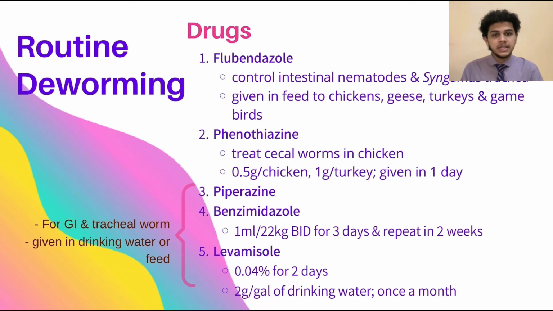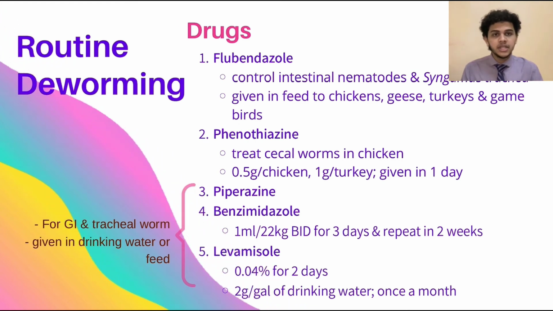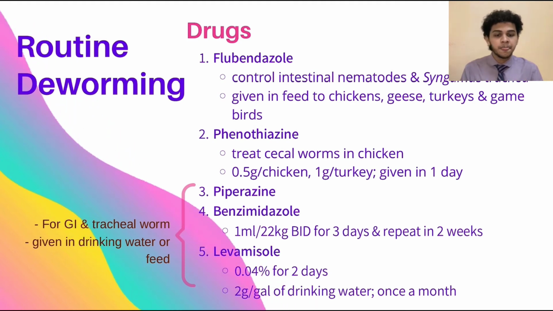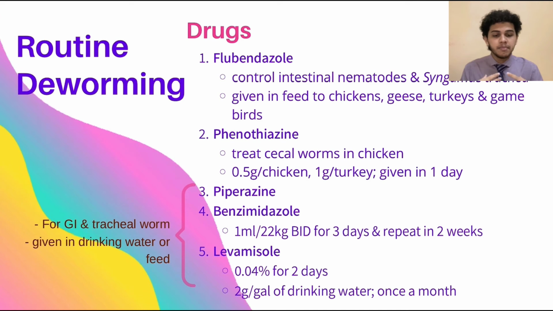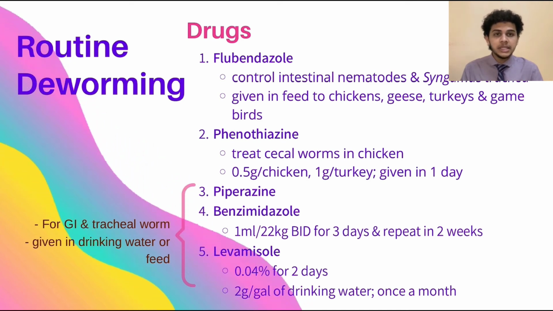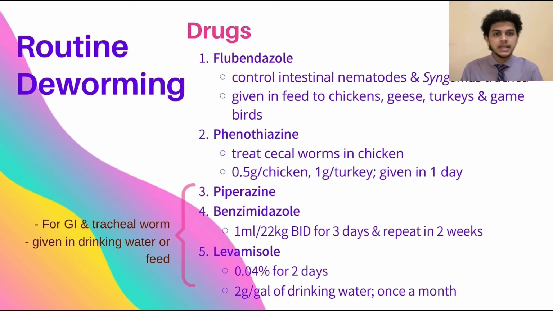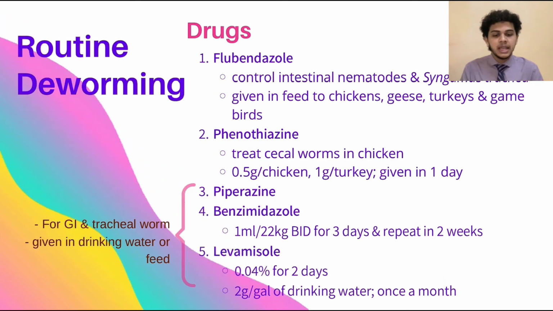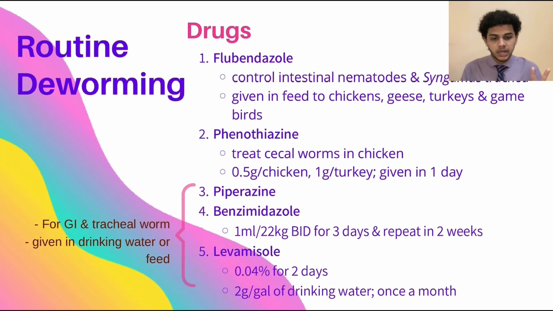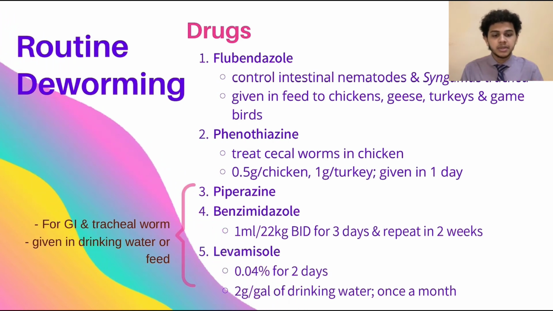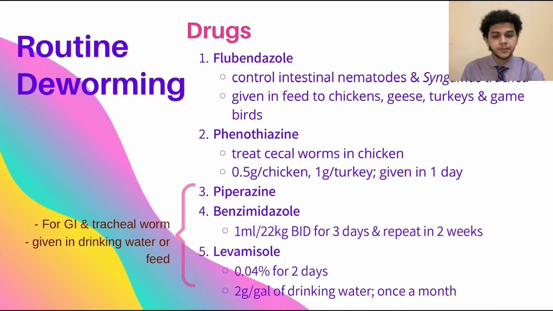The next three drugs I will be discussing are all gastrointestinal and tracheal worm drugs, and they are given in drinking water or feed. These include piperazine, benzimidazole, and levamisole. Benzimidazole is given at 1 milliliter per 22 kilograms BID, or twice daily, for 3 days and repeated in 2 weeks. Levamisole, on the other hand, is administered at 0.04% for 2 days or 2 grams per gallon of drinking water once a month as a prevention method.